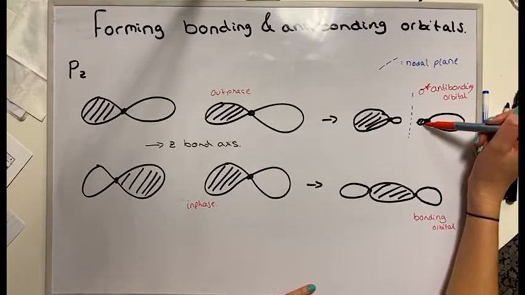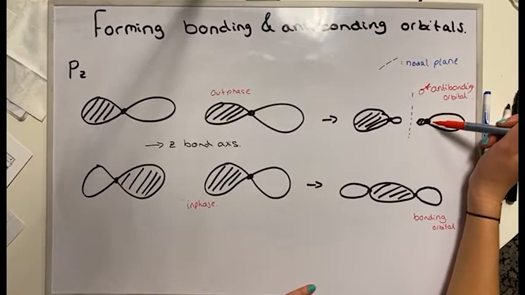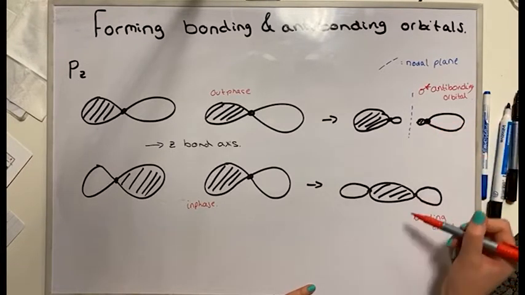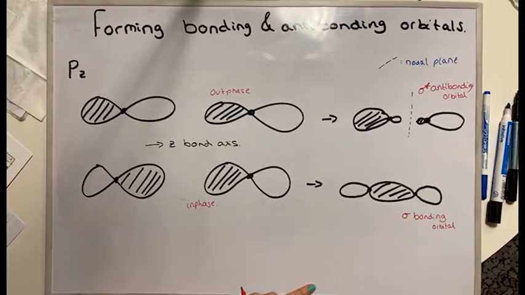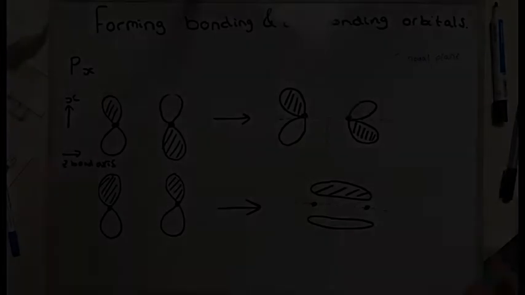This basically means that when we're on this Z bond axis, when we look up and down, we're in the same phase. The phase does not change along the axis. Same here, when we're on the Z bond axis, when we look up and down, we're in the same phase. So this is a sigma bonding orbital.